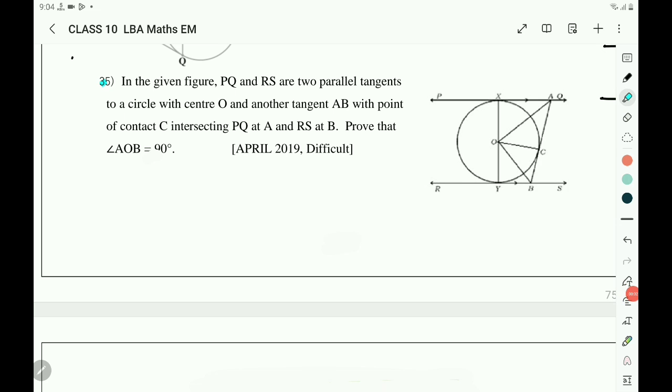Question number 35. In the given figure, PQ and RS are two parallel tangents to a circle with center O and another tangent AB with the point of contact C intersecting PQ at A and RS at B. Prove that angle AOB is equals to 90 degree. Here what we have to prove? We have to prove that angle AOB is equals to 90 degree. This is to be proved.